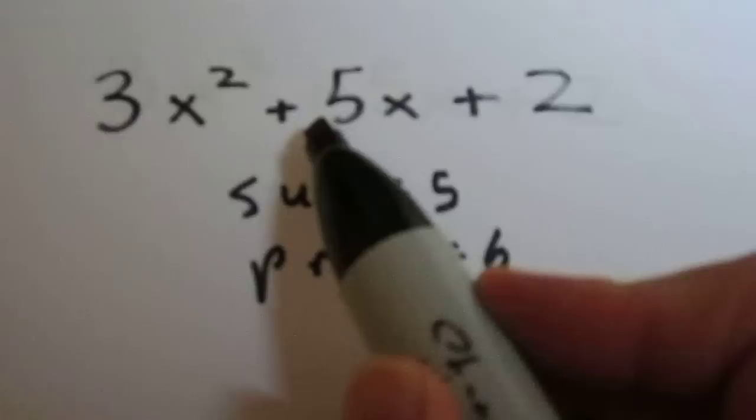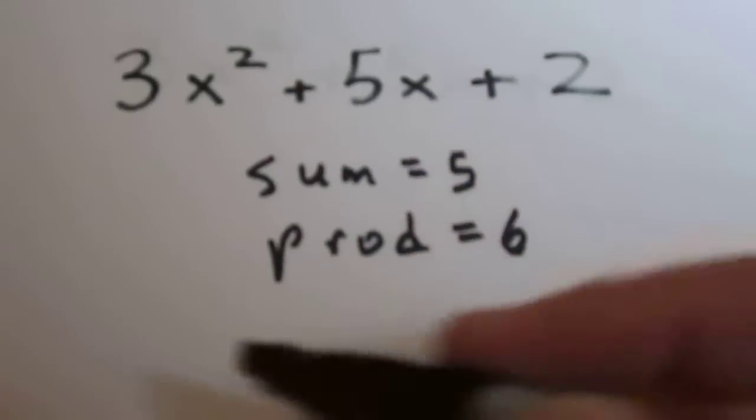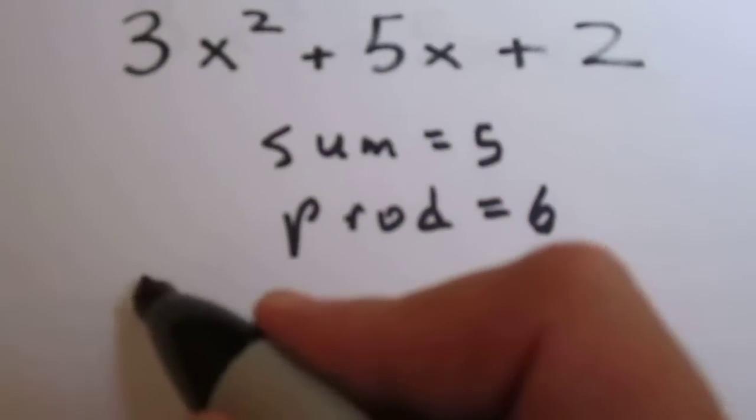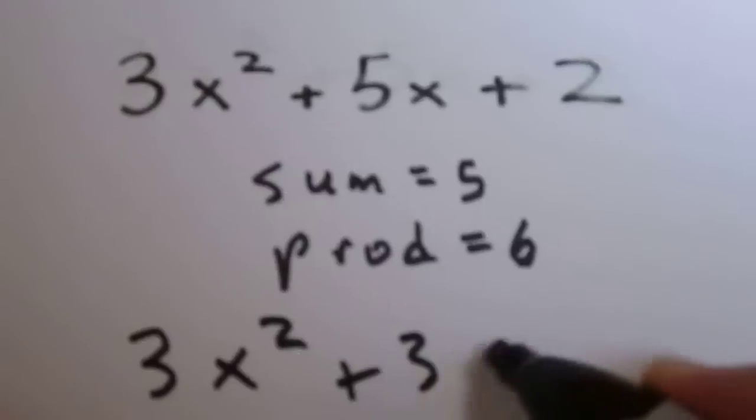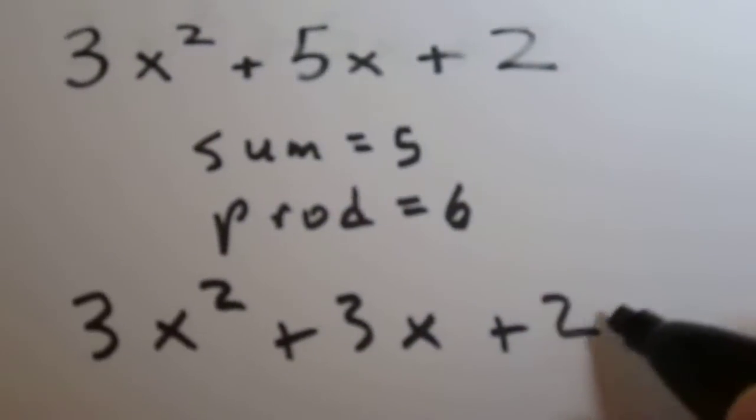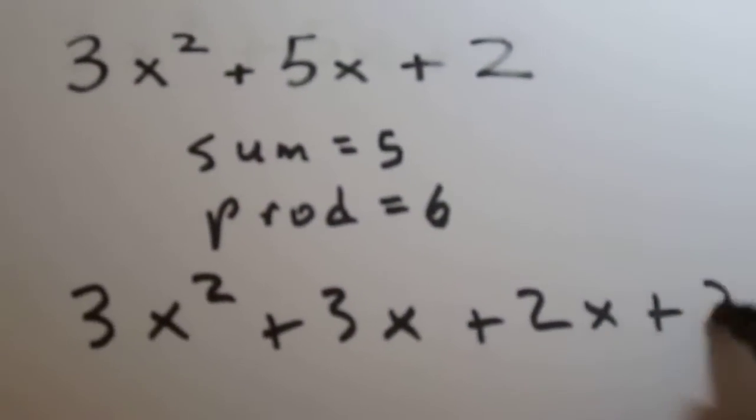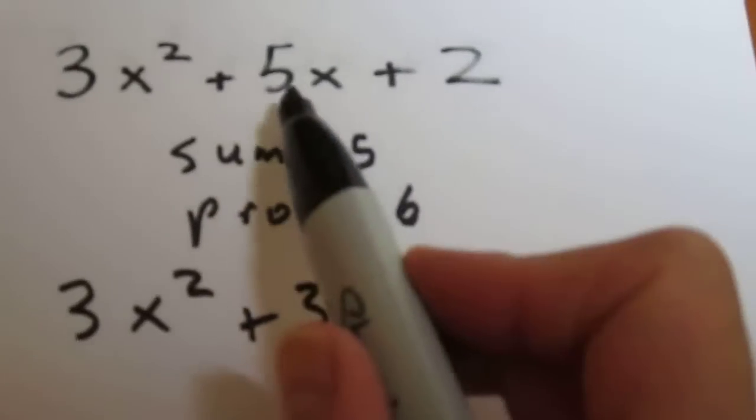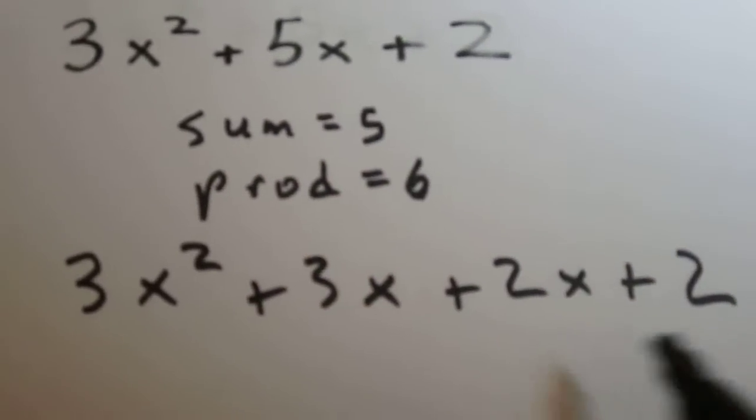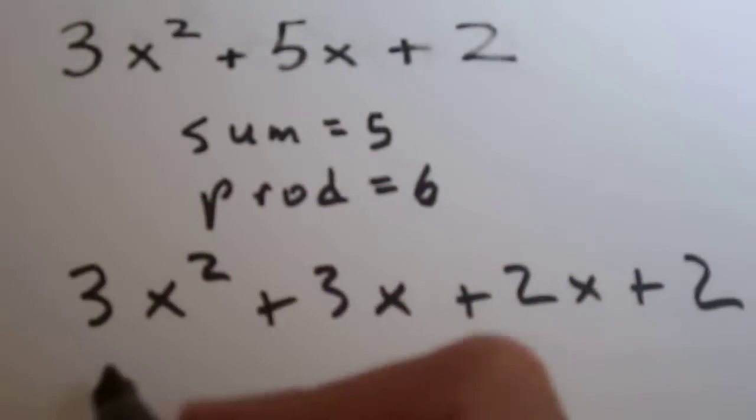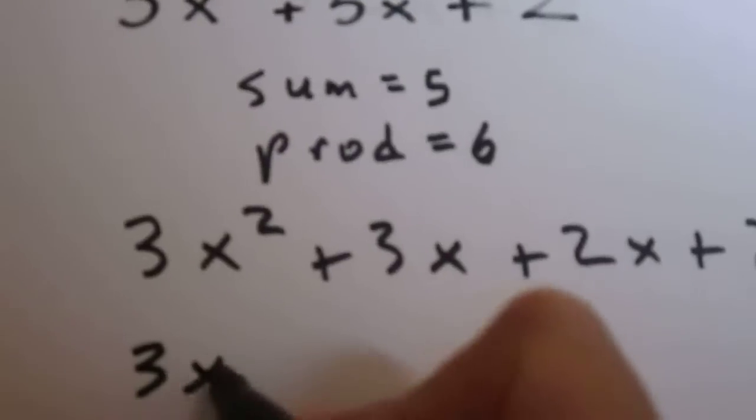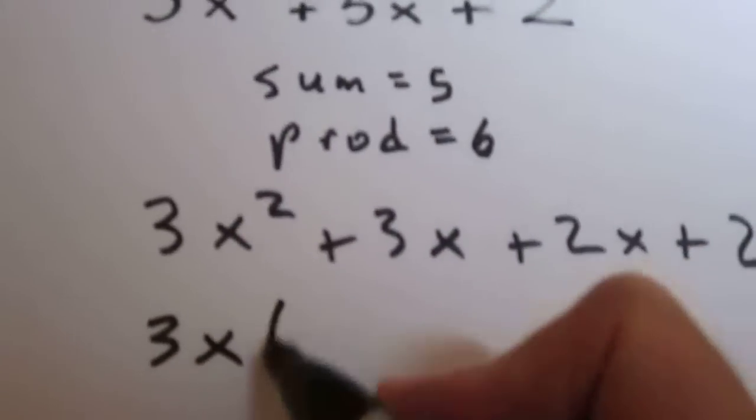So we can now decompose this 5x into 3x and 2x. We can write it as 3x squared plus 3x plus 2x plus 2. So we've decomposed 5x into 3x plus 2x. We can now factor the first two terms. We can factor out 3x and we're left with x plus 1 inside.